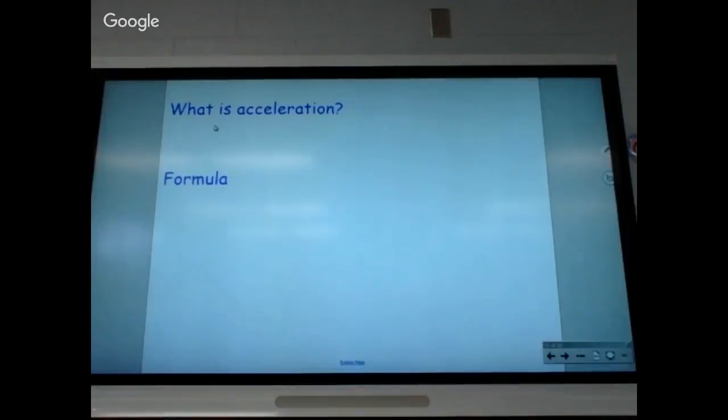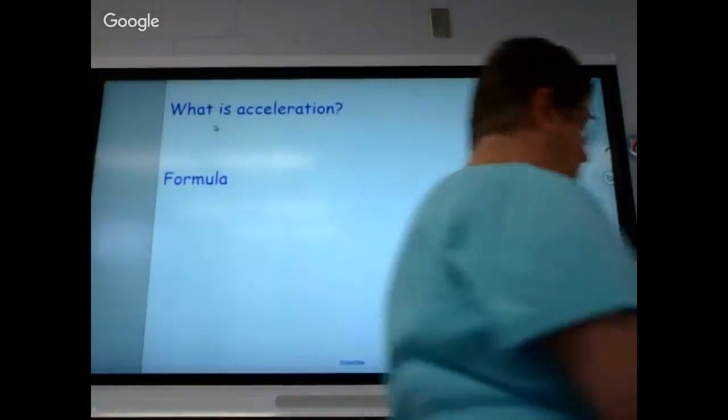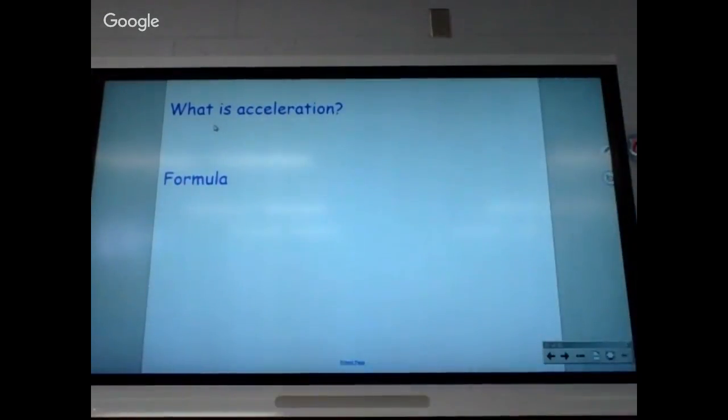All right, so we did this yesterday, for those of you who were absent. We talked about what acceleration is. Somebody tell me what acceleration is. All right, the rate of change in velocity. How much velocity changes.